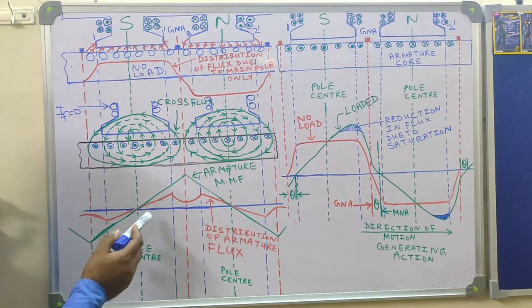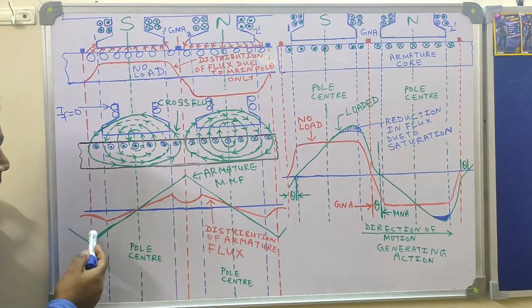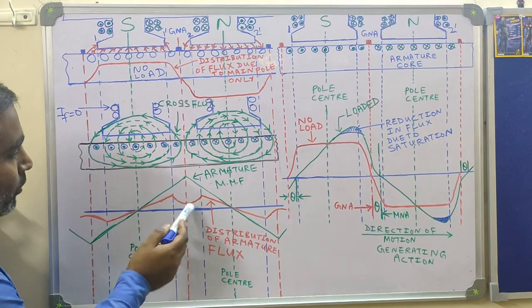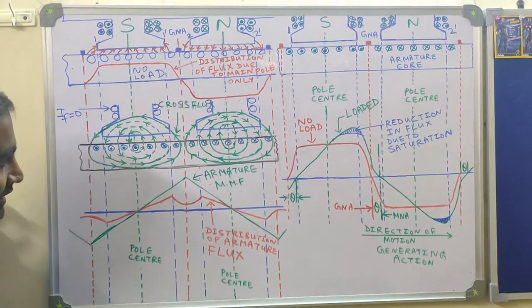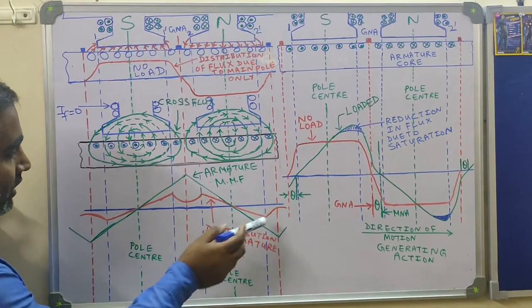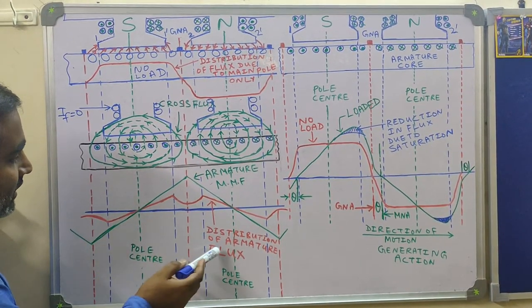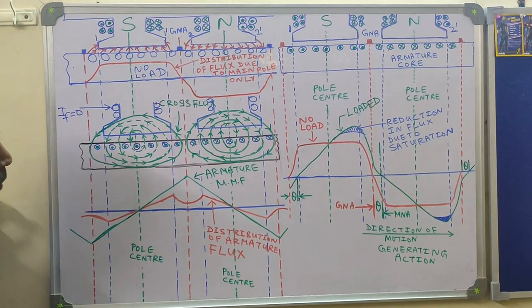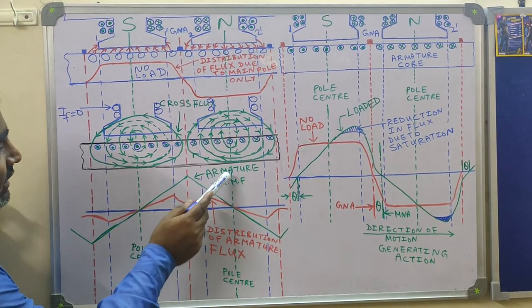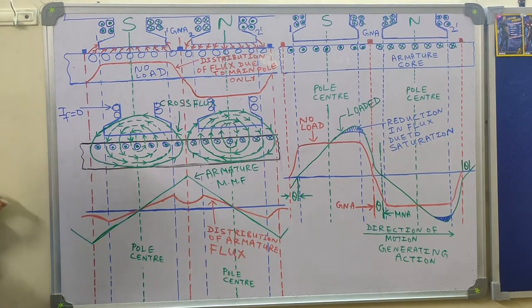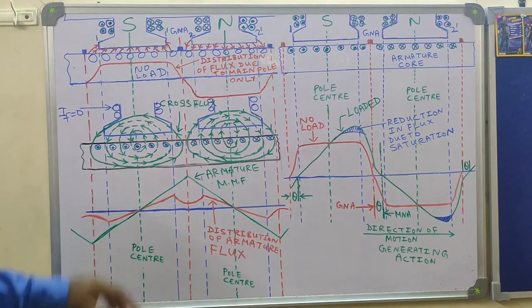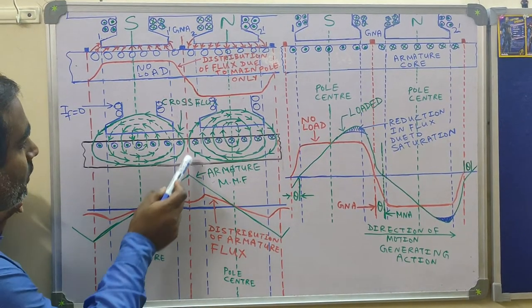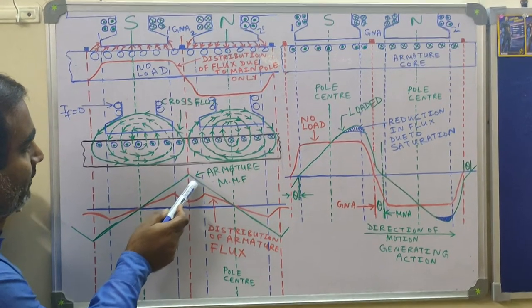So if you divide the armature MMF by the reluctance, you will find that you have obtained the flux. So MMF by reluctance is nothing but the magnetic flux. So this red line represents the distribution of armature flux, and armature flux can be obtained by dividing the armature MMF by reluctance.